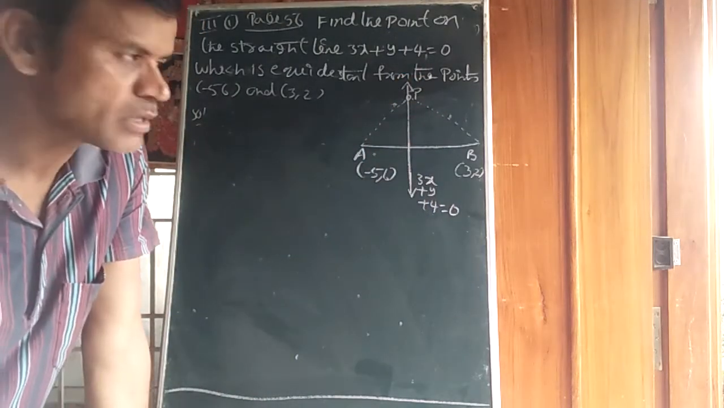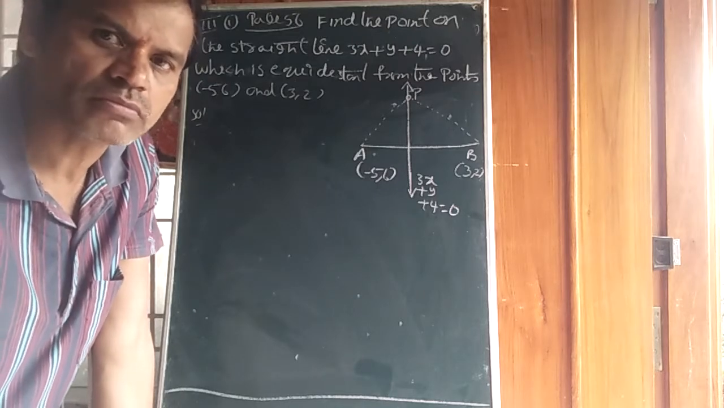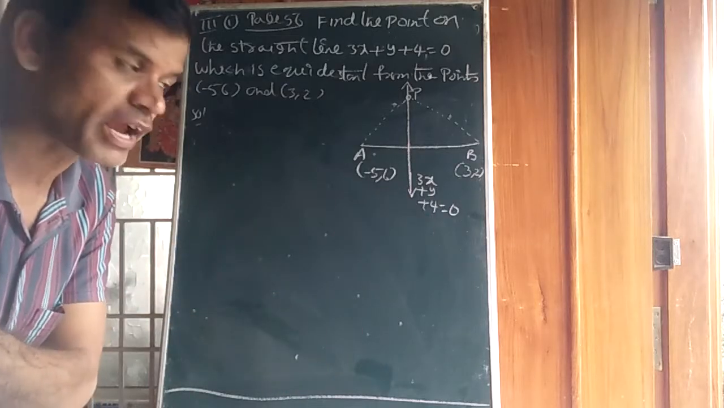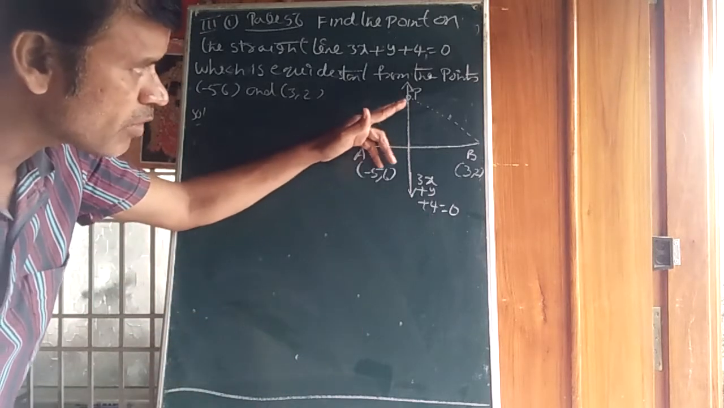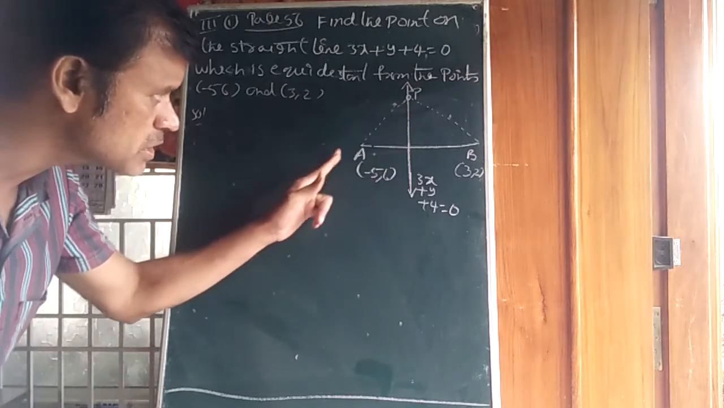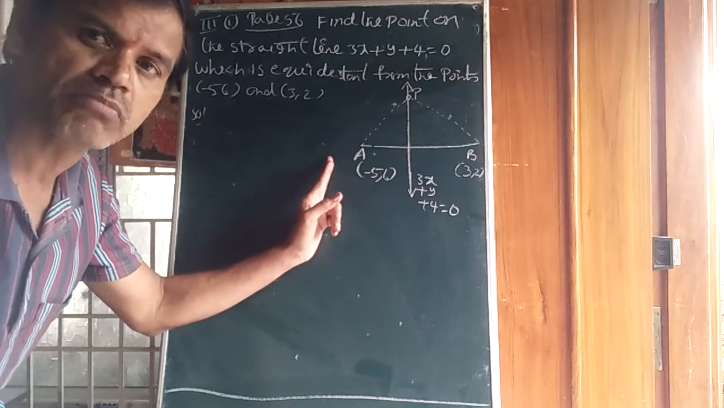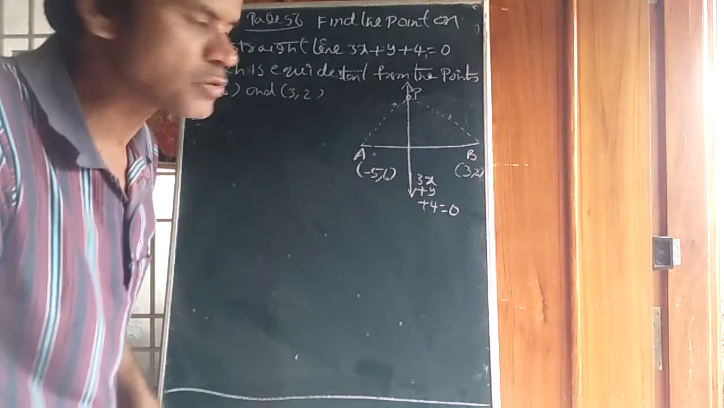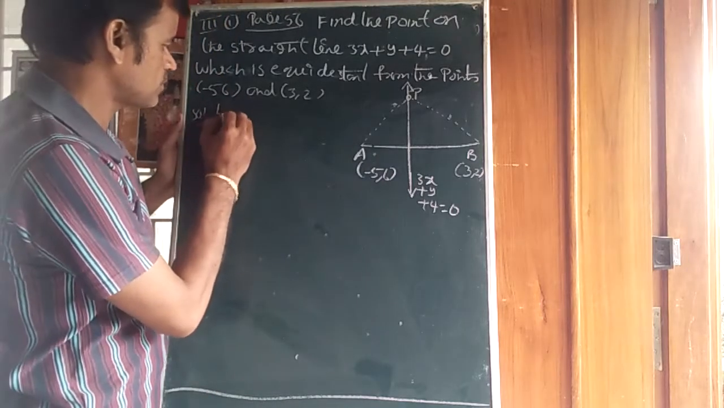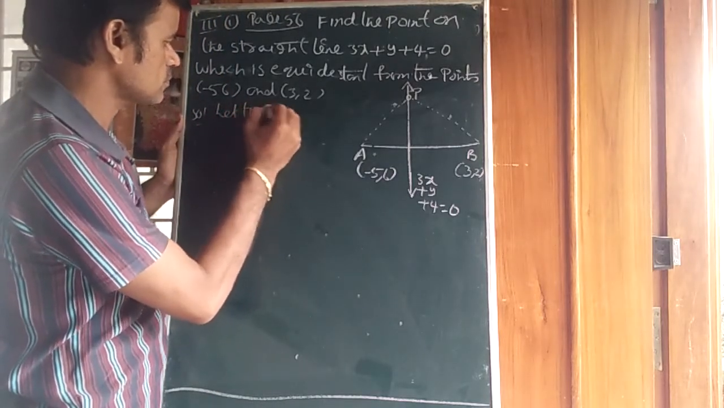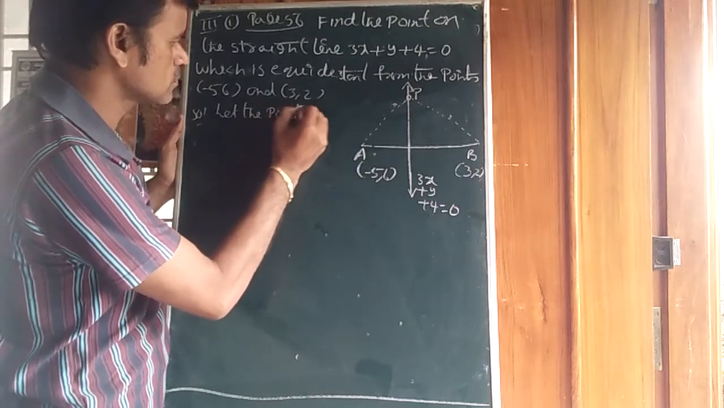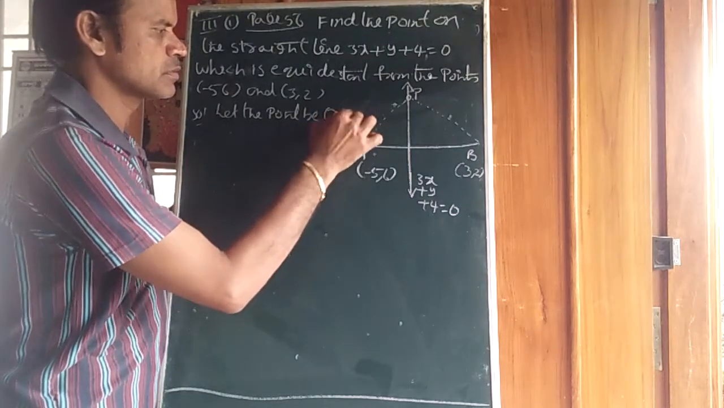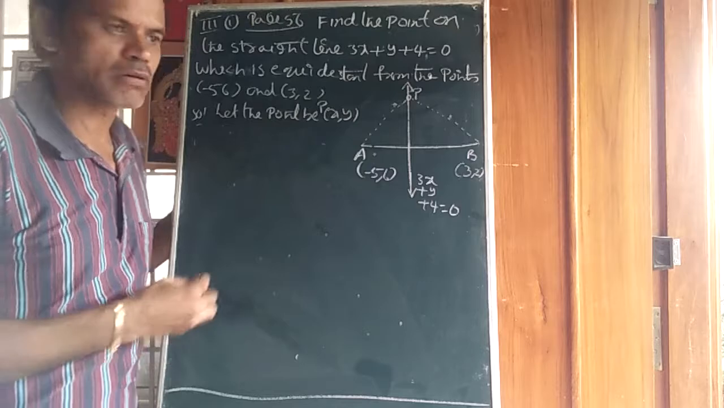You need to understand that whatever the required point we are going to calculate, that point should lie on the line 3x plus y plus 4 equal to 0, and that point is equidistant from A and B. A is minus 5 comma 6 and B is 3 comma 2. Now let the point be x comma y. So P is x comma y.